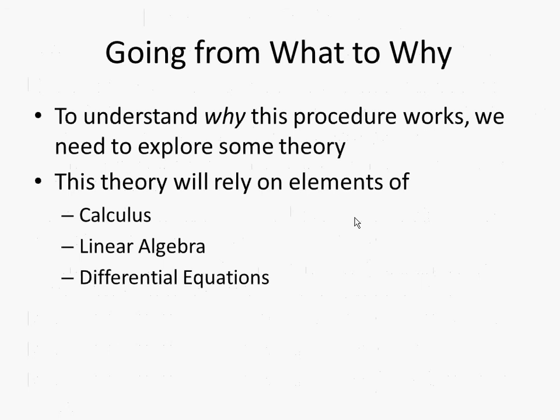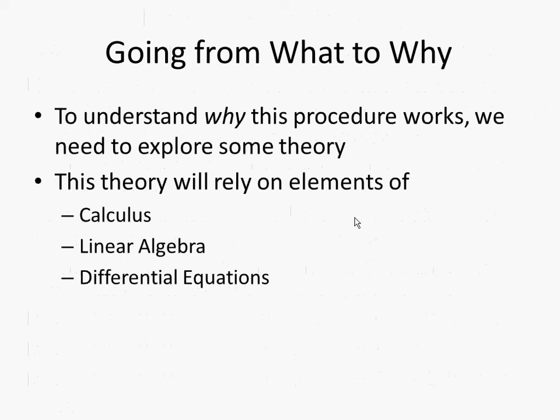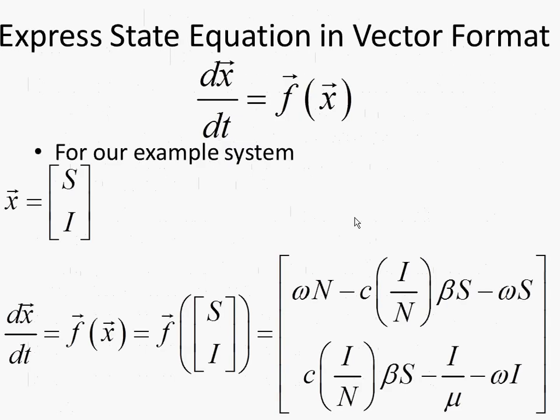So to understand why this procedure works, we need to bring in some components. Generally speaking, folks, we have these state equations. The left-hand side being state variables, the right-hand side being derivatives of state variables. We can express the state variables in a vector. We can express it like this. Here are our state variables, S and I, and we could denote that with a vector, x with an arrow over it.